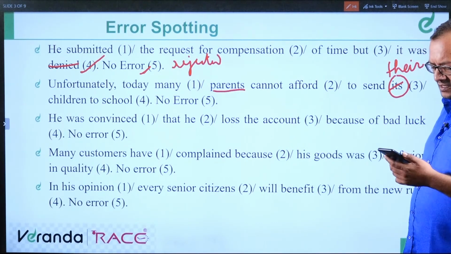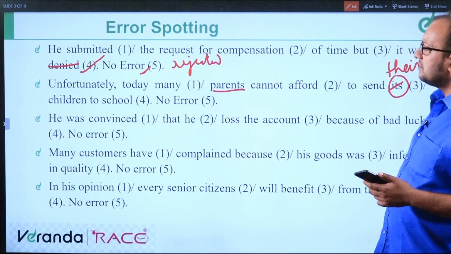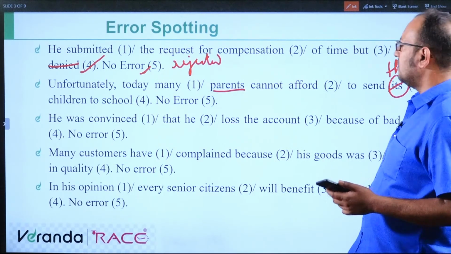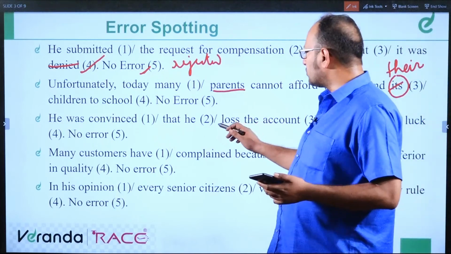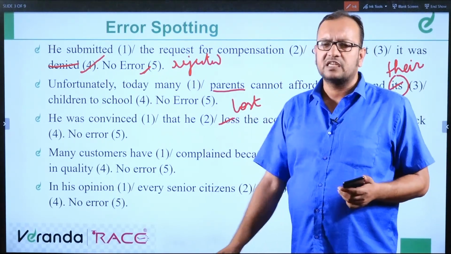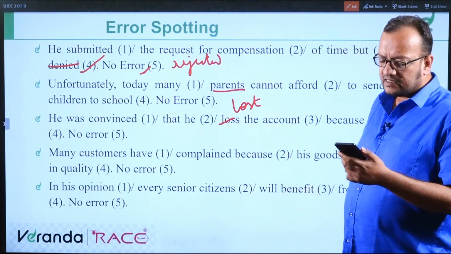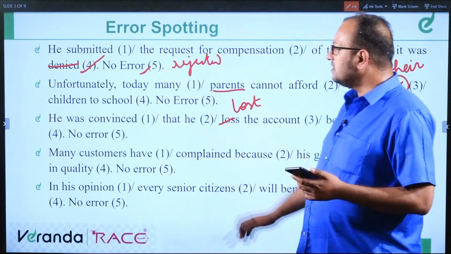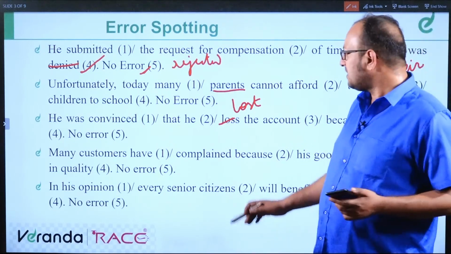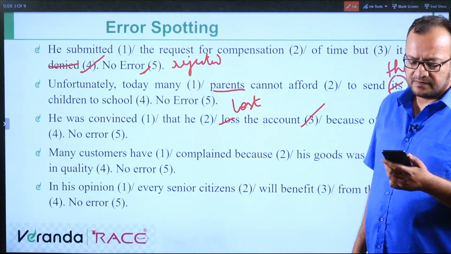Next. He was convinced that he lost the account because of bad luck. Okay, so it should be that he lost, L-O-S-T. Now I won't answer because I would expect you all to answer the question. What's the error in the third one? I have already told you. He was convinced that he lost the account because of bad luck. So the error is in part 3. Fine. Moving ahead to the next question.